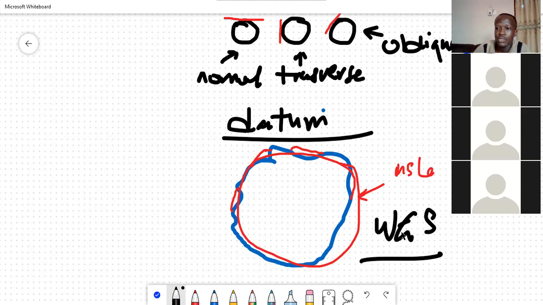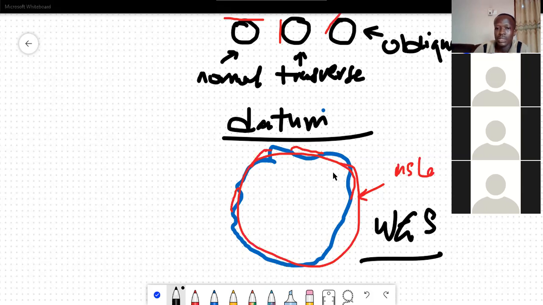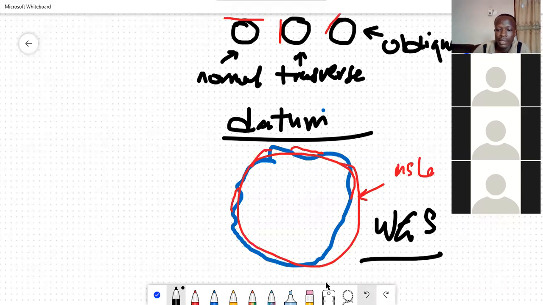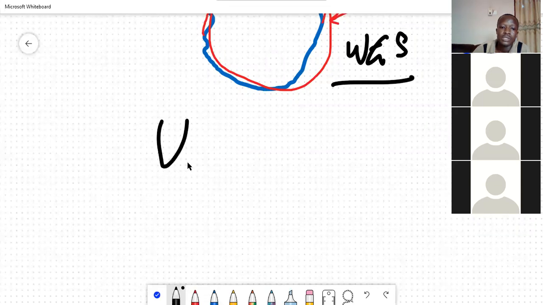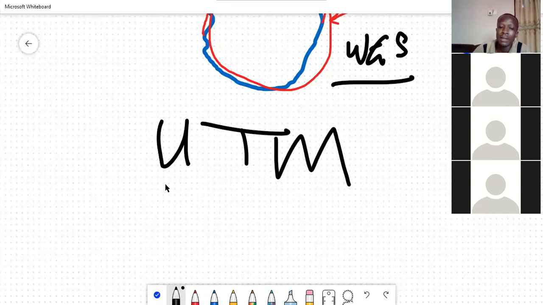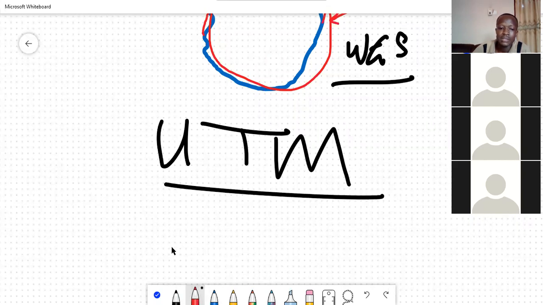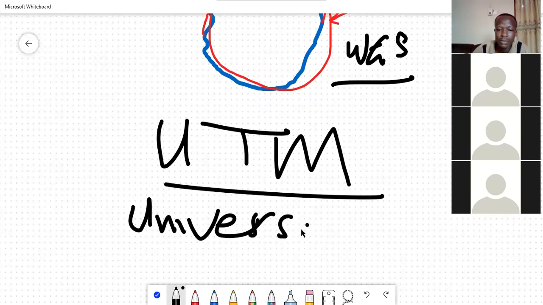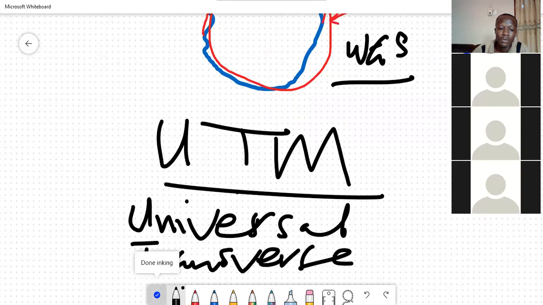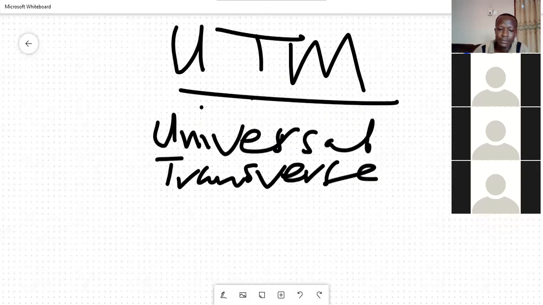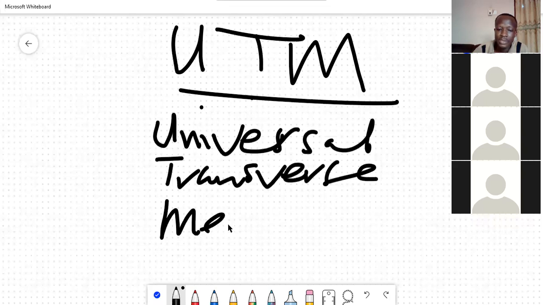And then one of the things we're going to talk about today as we end the whole lecture is the UTM. UTM is a popular projection system, right? It stands for Universal Transverse Mercator. Mercator is the name of a person.